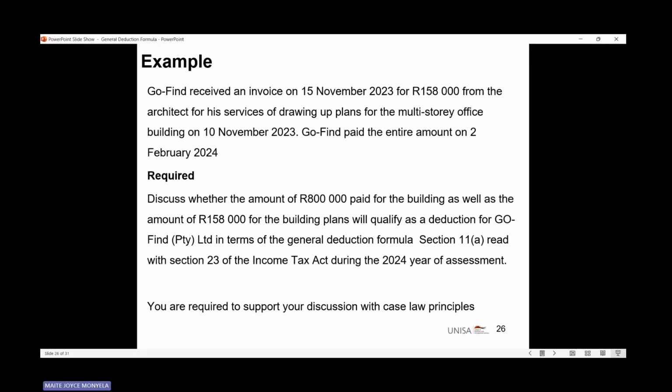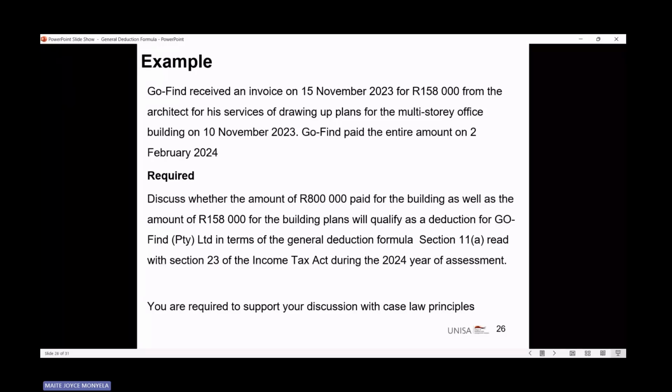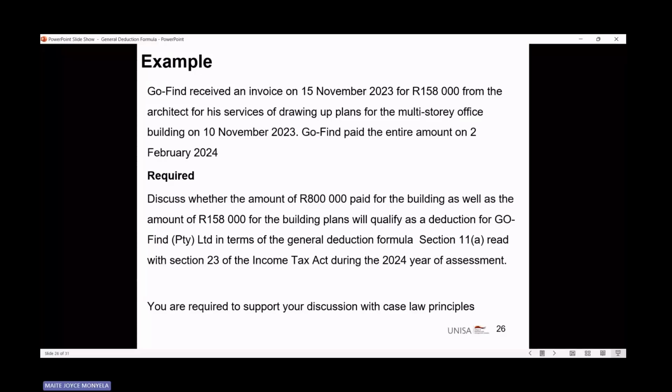Remember, they purchase a building. They also pay for architecture services. I want to know if these two qualify for deduction in the 2024 year of assessment. So you need to apply section 11A, section 11, section 23, and section 23M, and the applicable case. So it's 9:58. We'll start at 10 past to discuss this question.